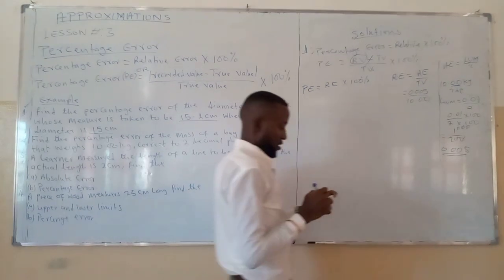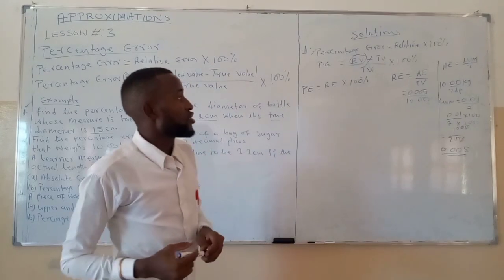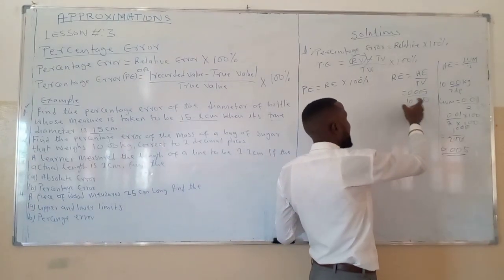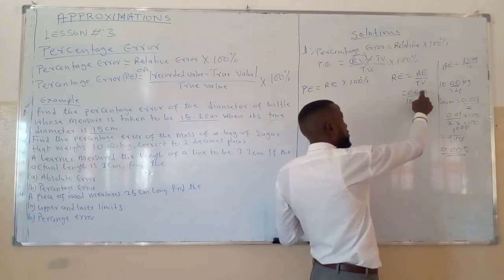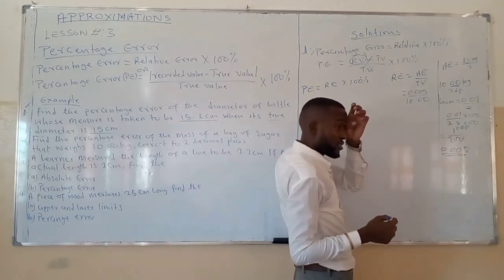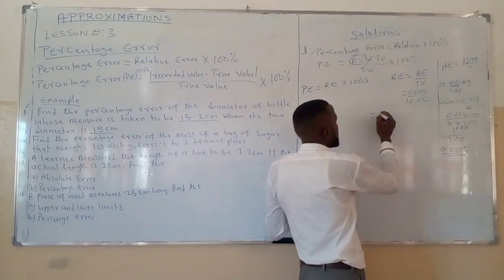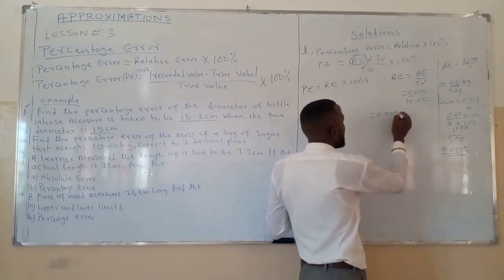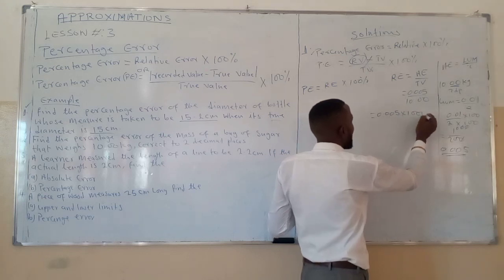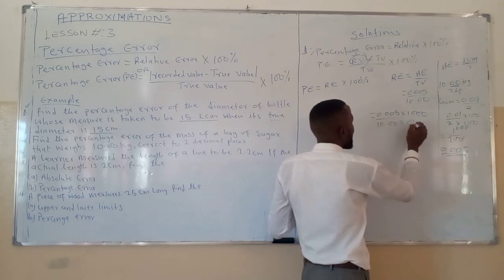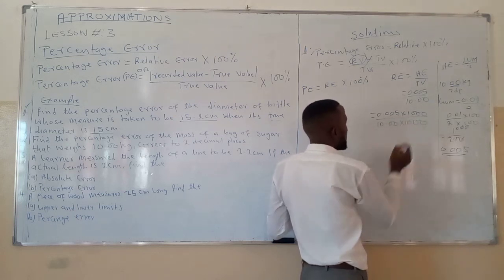Okay, 10.00. So now what do we do next here? In order for me to divide this, I need to multiply with what? 1, 2, 3, with the 1000. So we are going to say, 0.005 times 1000. Also we do the same here, 10.00 times 1000. Okay, what do we have?